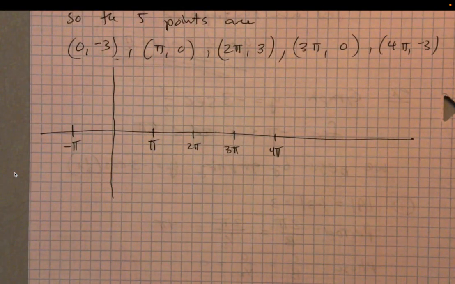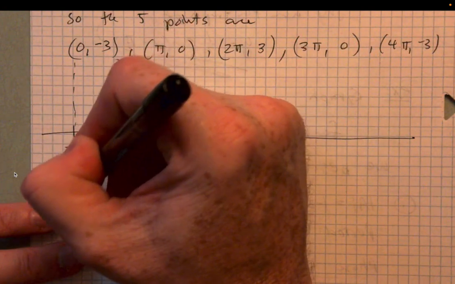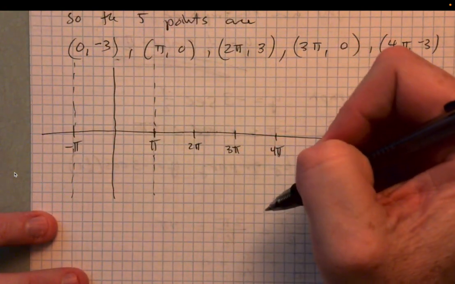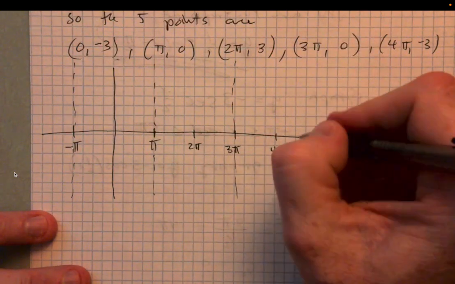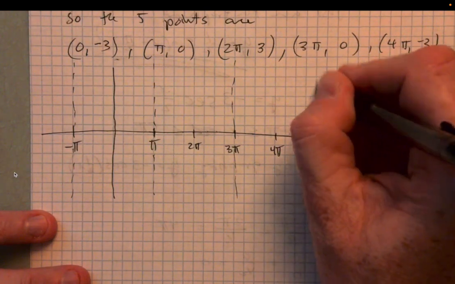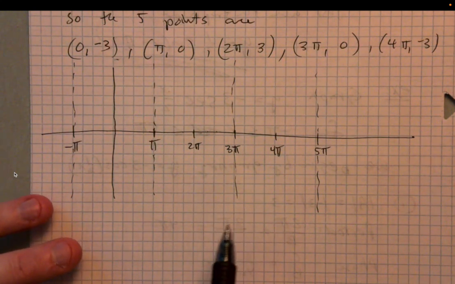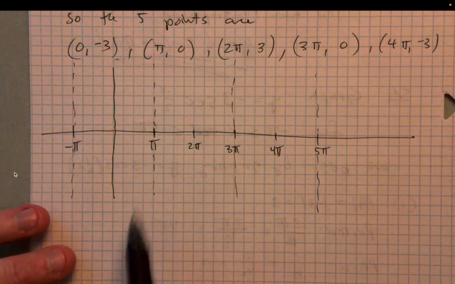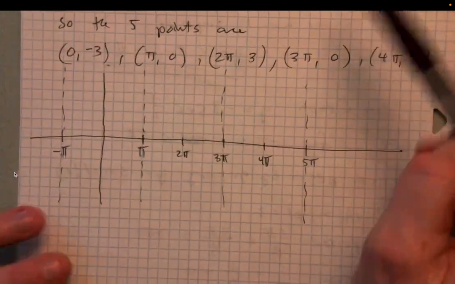Okay, and so we'll have an asymptote here, and we'll have an asymptote here, and at 3 pi we're going to have an asymptote, and then we'll also have one at 5 pi, won't we? Okay. All right, and so what that means then is our cosine is just going to be kind of laid in here.